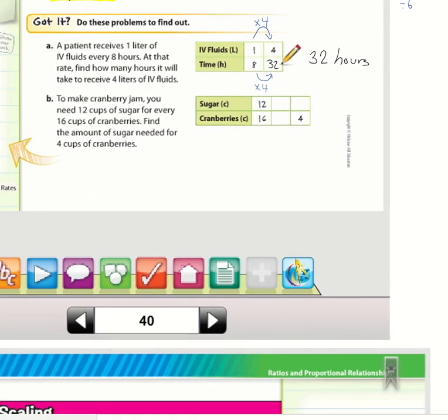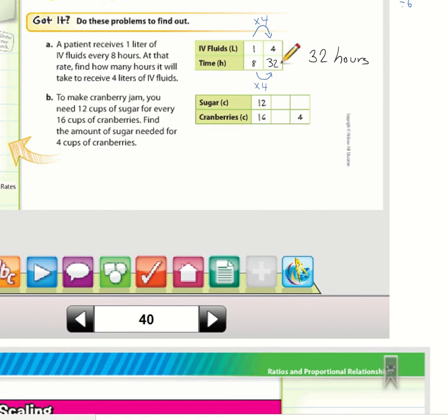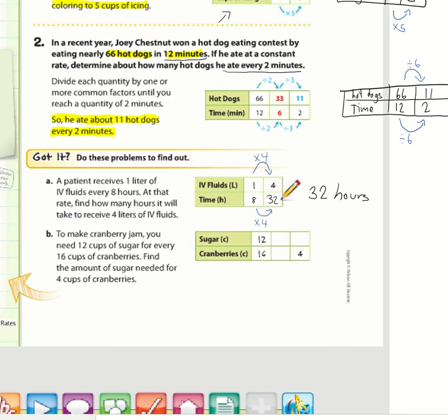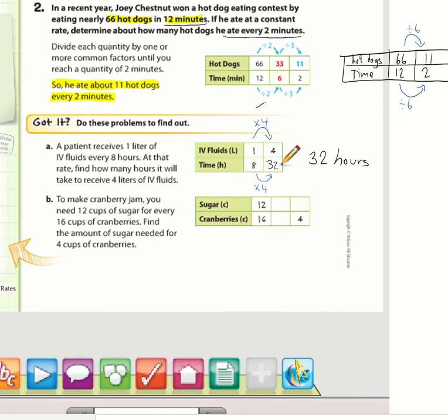For B, it says to make cranberry jam, you need 12 cups of sugar for every 16 cups of cranberries. Find the amount of sugar needed for 4 cups of cranberries. I'm going to show you both ways, because I noticed we still have the table in the middle, and I didn't really address that. If you notice up here, they have 2 and 3. I skipped it just by dividing by 6, because 2 times 3 equals 6. That's why I skipped a step.